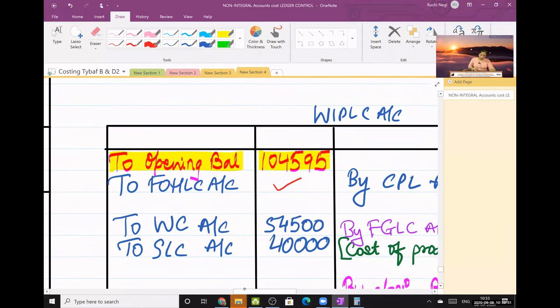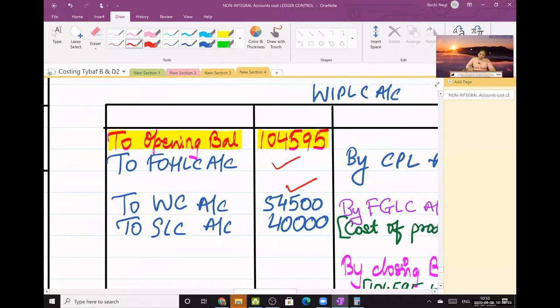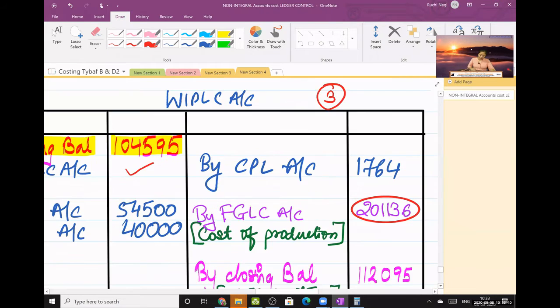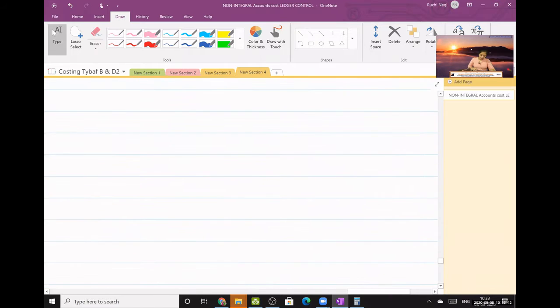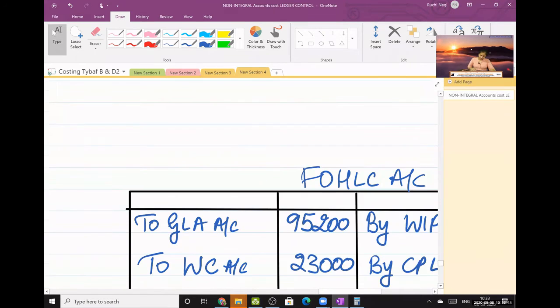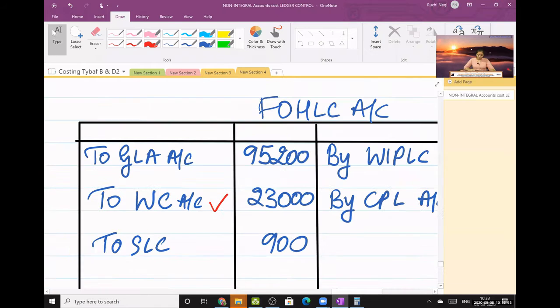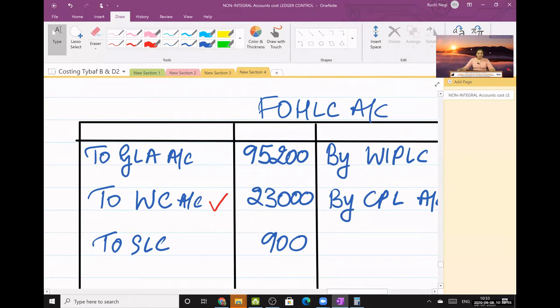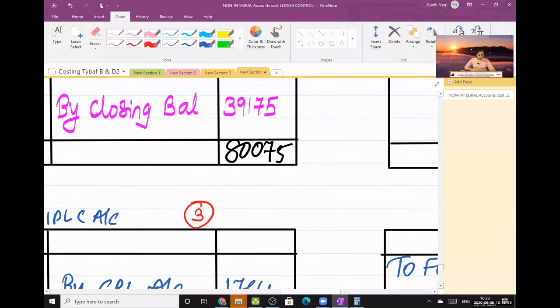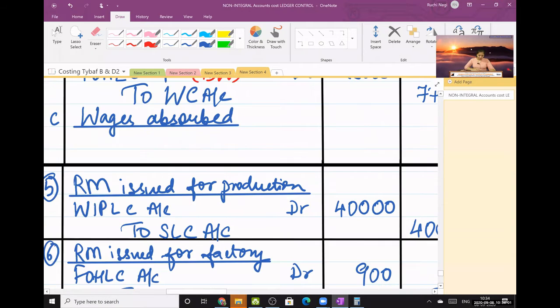That will go to WIP, 54,500, and to FOH. Debit side, wage control to, sorry, FOH to wage control, 23,000. Absorption we will see when we close the ledger.